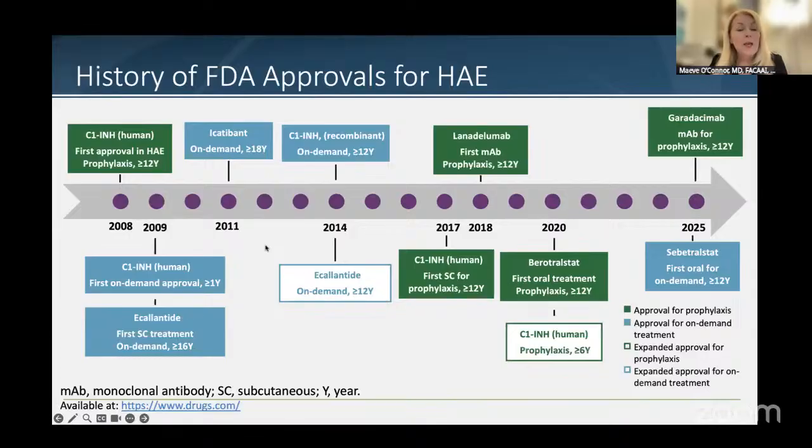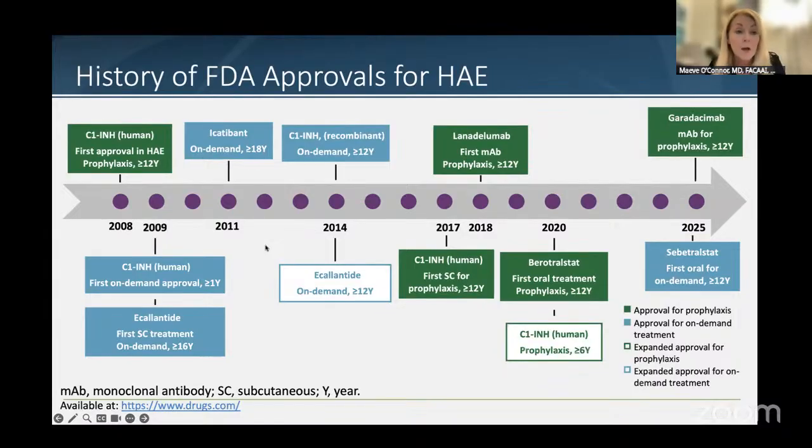So this is just looking at the history of FDA approvals for hereditary angioedema. And this is really a historical perspective. This timeline shows how FDA-approved treatments have evolved for hereditary angioedema. And it's been a really exciting time to take care of patients with HAE.